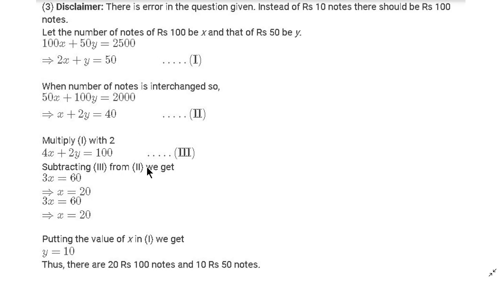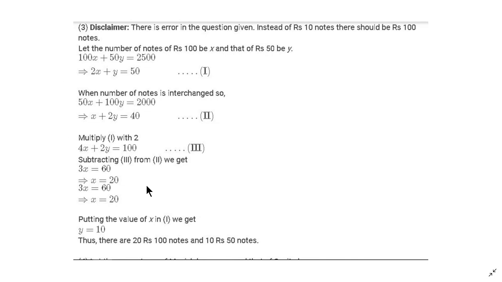Now equation number 2. Now they solve the remaining example by elimination method. Okay, this is the answer. Thus X and Y. So X is 20. There were 20 notes of rupees 100 and 10 notes of rupees 50.